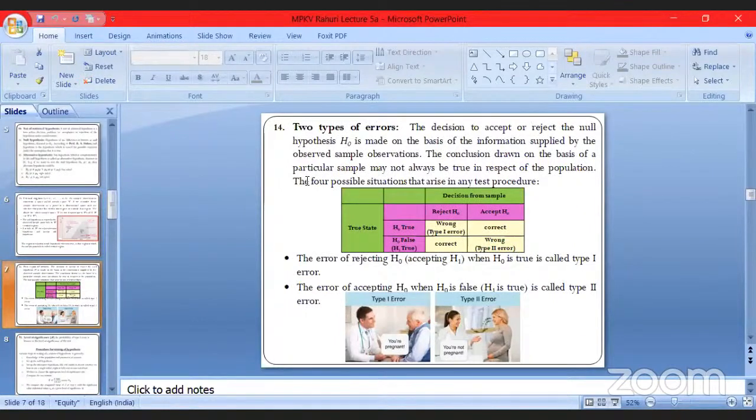So the two types of error slide, you can see, right? Yes, sir. Two types of error.